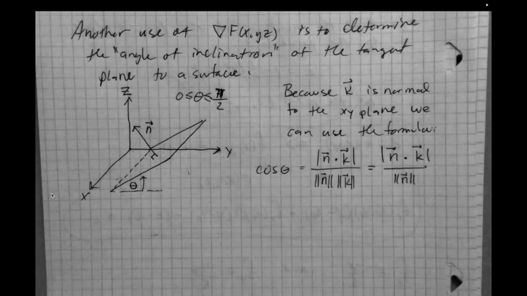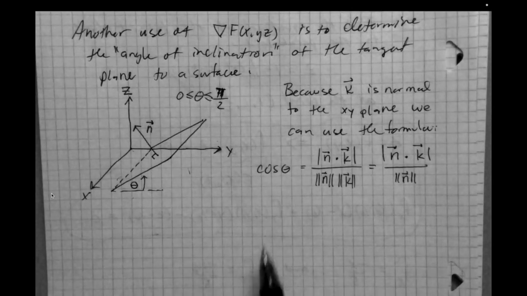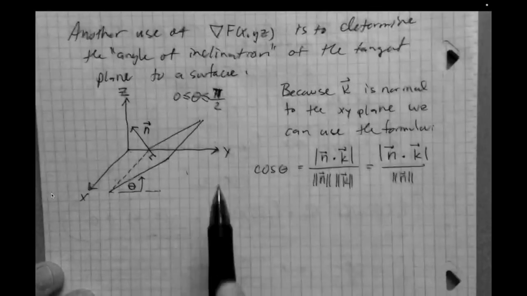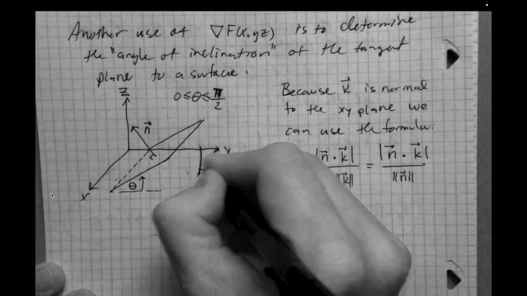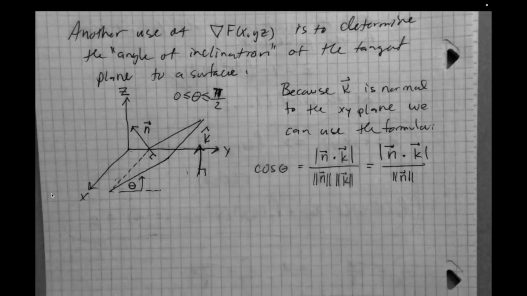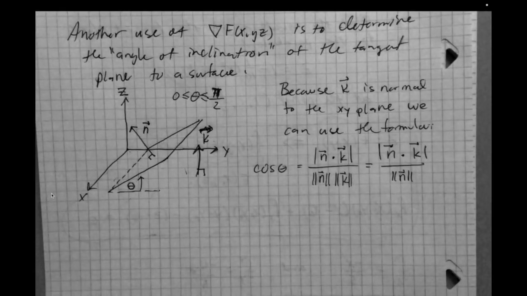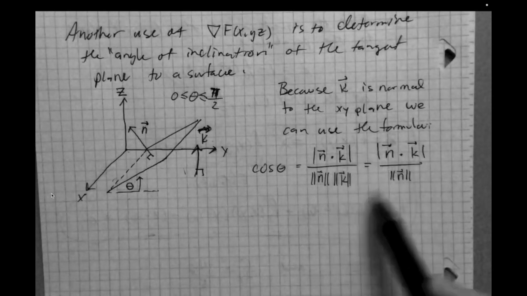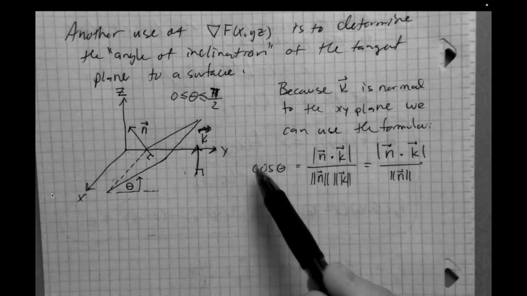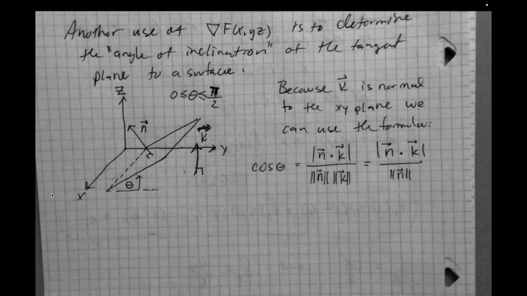And so this gives the cosine of the angle between two planes where n is normal to one of the planes and k is normal to the other. And so in our application, n is normal to the tangent plane of interest, and k is obviously normal to the xy plane. Right, so k is normal to the xy plane, n is normal to the tangent plane. And so we can use this slick little formula to identify cosine of theta, and then of course we can use arc cos to find theta.